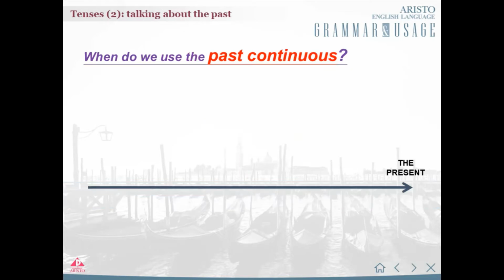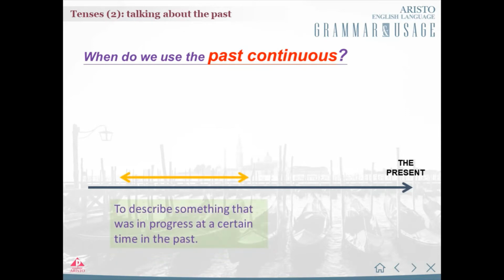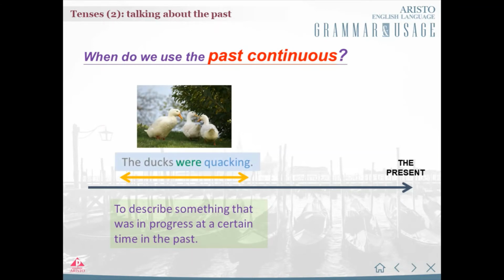When do we use the past continuous tense? While the past simple tense means that at some point in the past an action happened, the past continuous tells us that something was in progress at a certain time in the past. So, the ducks were quacking means that at some point before the present moment, ducks quacked for a period of time.